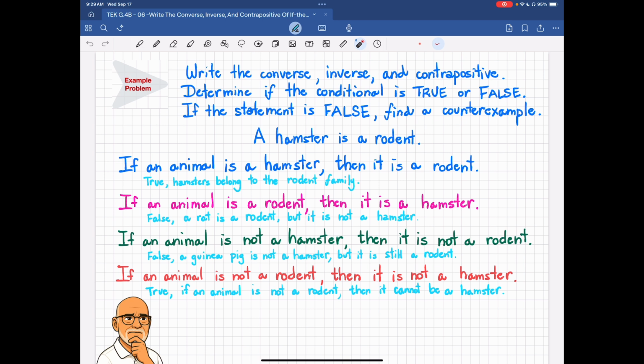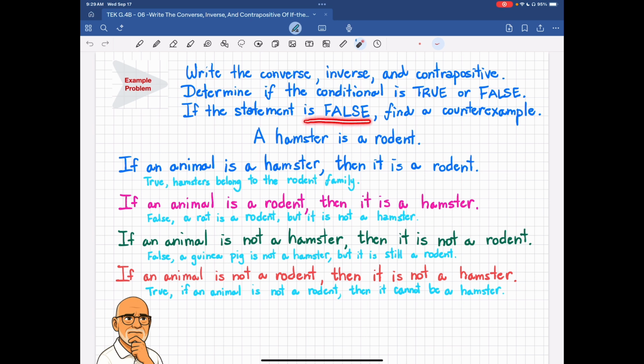Now let's work on a problem together. The directions read, write the converse, inverse, and contrapositive. Determine if the conditional is true or false. And if the statement is false, find a counterexample. Okay?